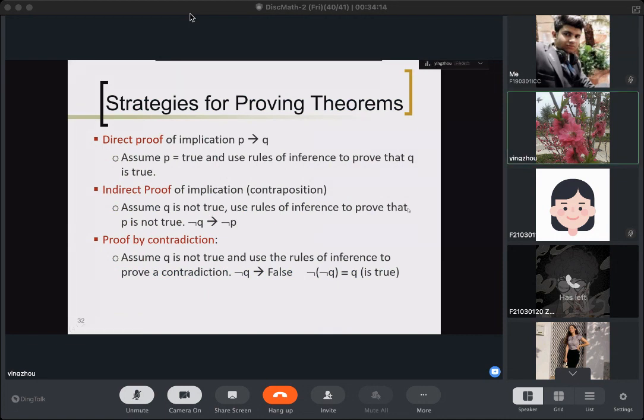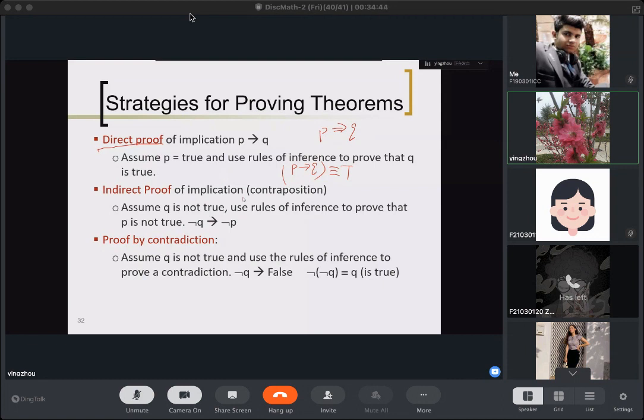The first is direct proof. Direct proof means that if we have P, we want to prove Q. We show that P implies Q is always true. That is a direct proof.